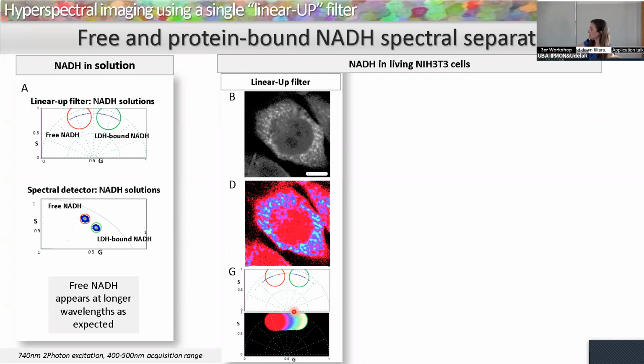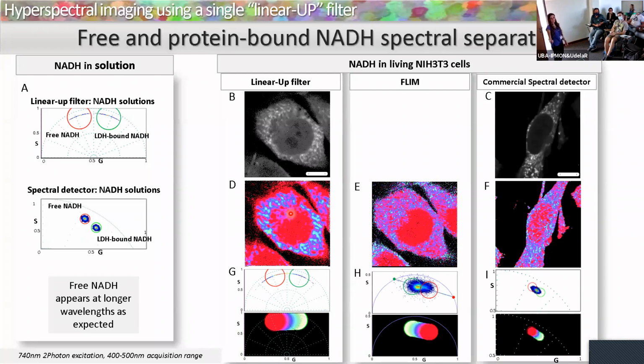In the color coded image, you can see the majority of the pixels with more contribution of free NADH appear in the nucleus, and the bound NADH appears in the cytoplasm, in the mitochondria, as expected. Since in the DIVER we have the capability to do FLIM at the same time, we compared with FLIM, the method that everybody uses for this purpose, and you can see in the image the same pattern. We also compared with the performance of the commercial spectral detector of the 880 microscope, and again, we can see the same.